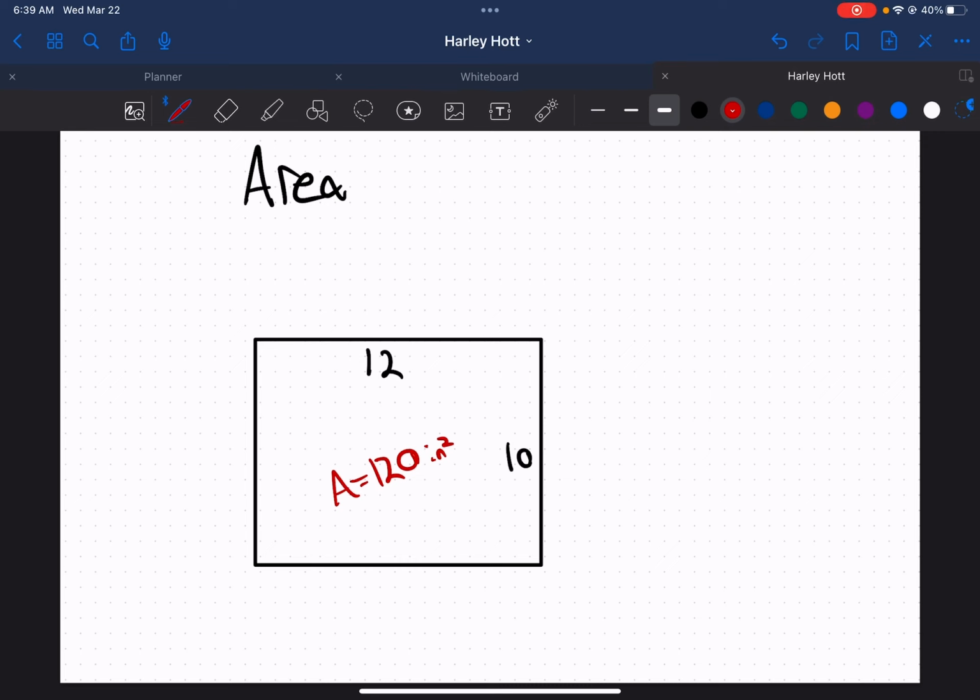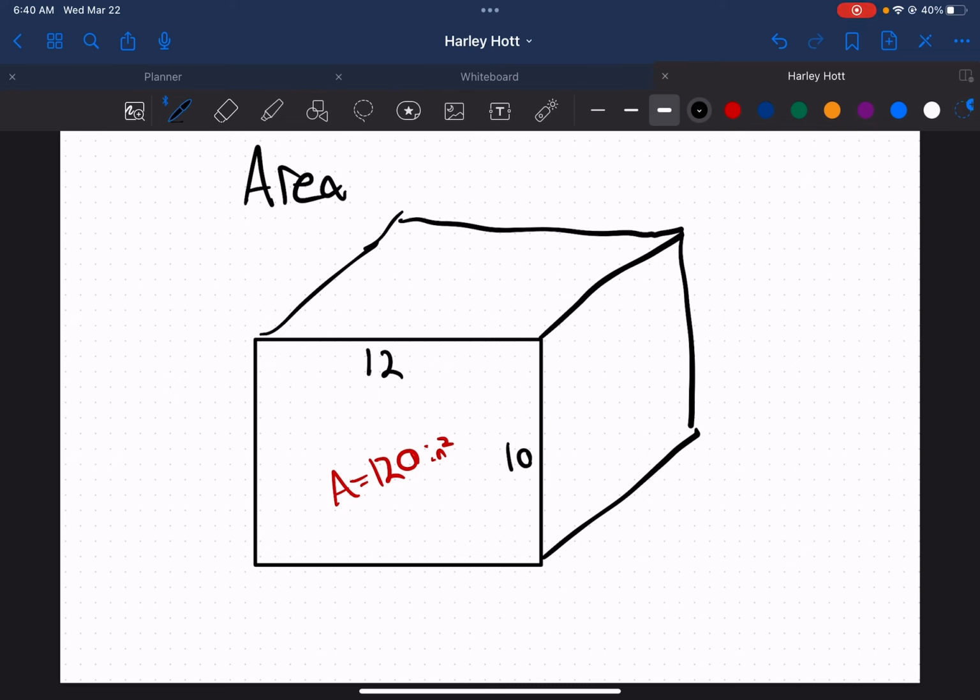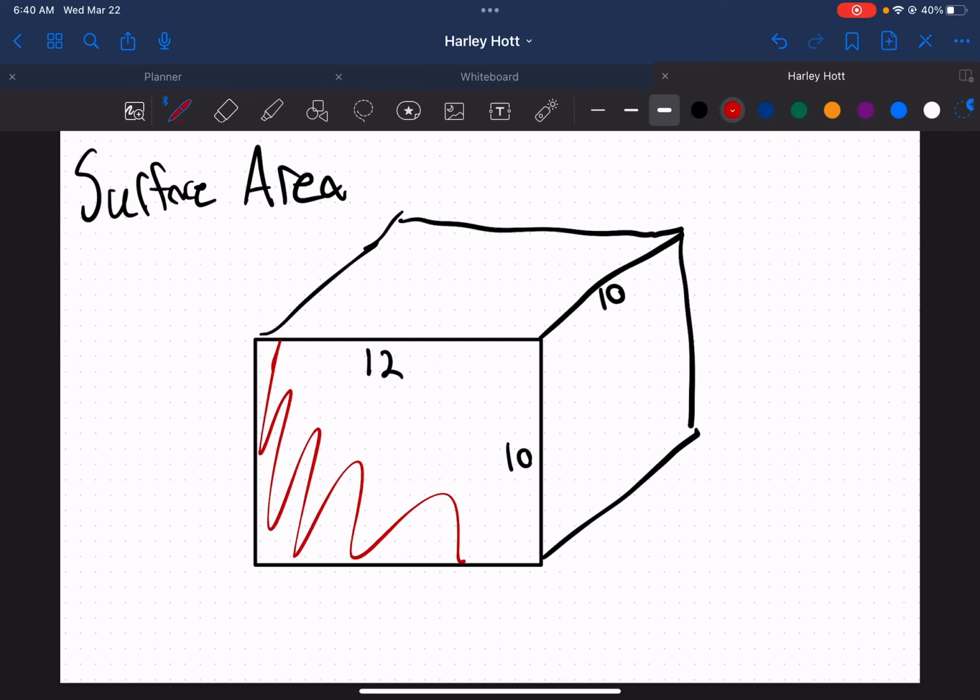But just like we might want to know how much cardboard it takes to make a square like this, what if we're making a box? What if we're making a 3D shape? How much cardboard do we need to make this 3D shape? Or how much paint do we need to cover this 3D shape? Well, that's where we get to a new concept called surface area. And all the surface area is, let's say this dimension was 10, is just the area of all these different faces.